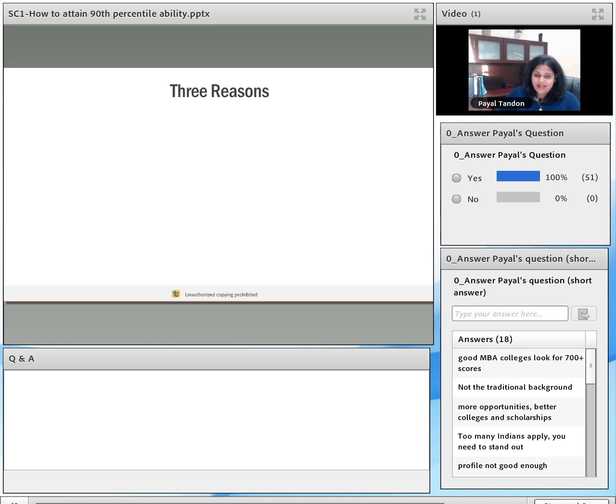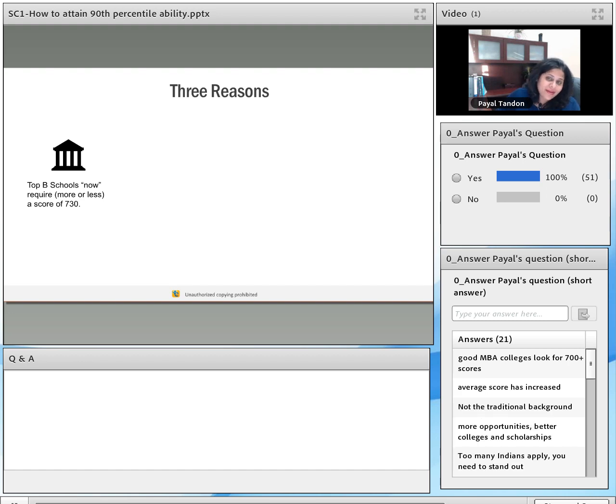three reasons for why you should target a score of 730 plus. The first one, which a number of you have kind of alluded to, is top B schools. Top 25 B schools now require, okay, I'm almost saying require, a score of 730. The median scores at most of the top B schools have been increasing steadily, and they are the highest that they have ever been. So definitely you require a 730 plus. What used to be 700, I would say 10 years back, is now 730. Okay, so that's one big reason.